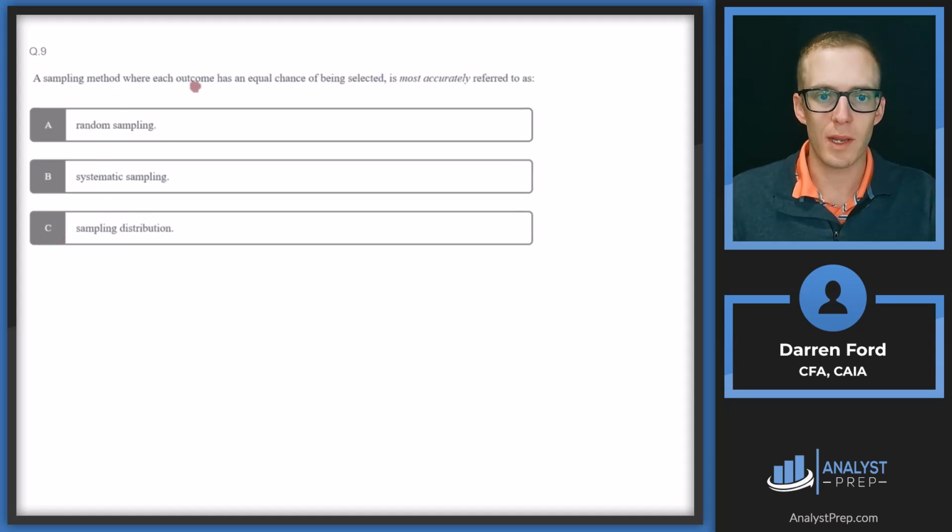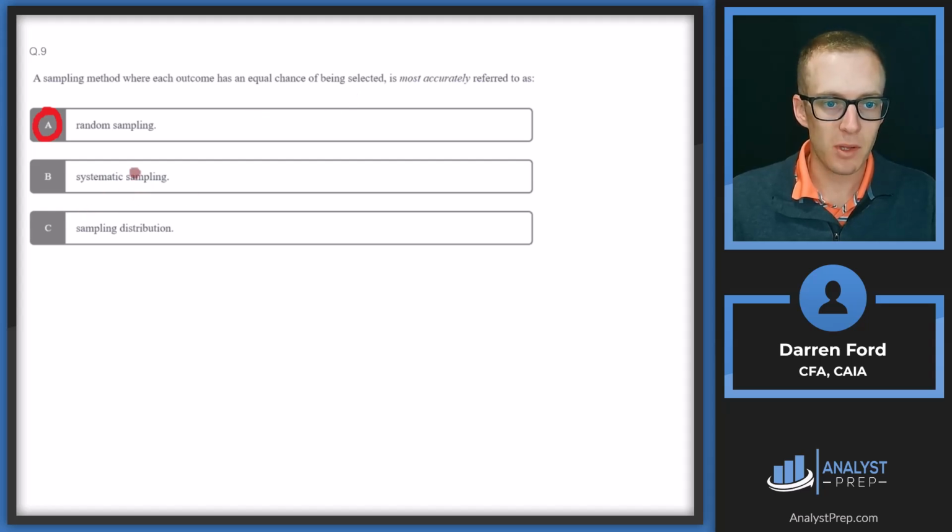A sampling method where each outcome has an equal chance of being selected is most accurately referred to as A, random sampling. This is probably going to be our answer. Random sampling does have an equal chance of being selected. So when we take that population, we decide how much we want in our sample, and you basically randomly choose, and each different observation in the population is going to have an equal chance of being selected.